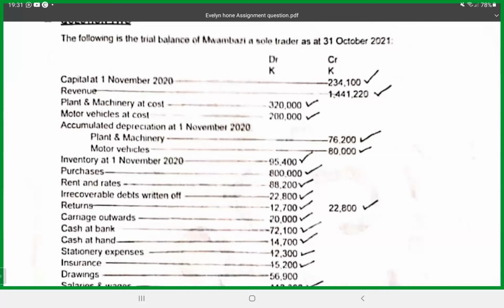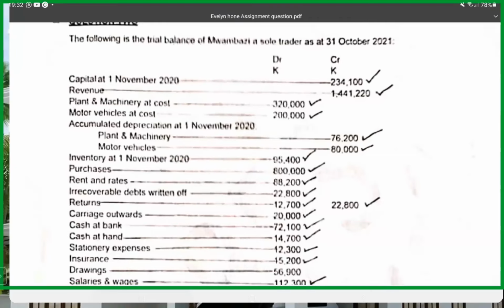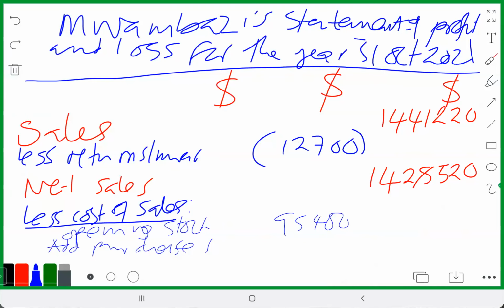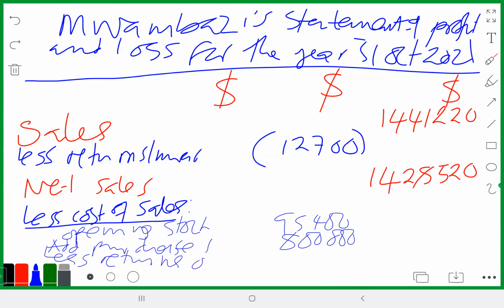800,000. Right. So you have 800,000 as the purchases. Then afterwards, what do we do? From the purchases, we less what? Returns outward, isn't it? Which is purchases return. Returns outward is also called purchases return.